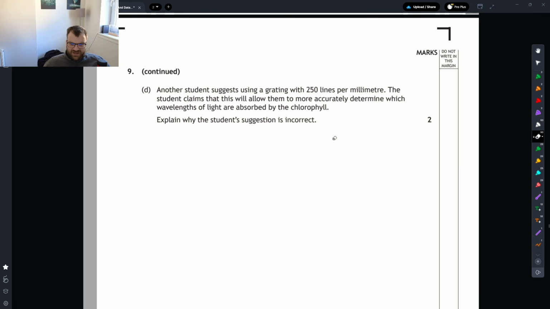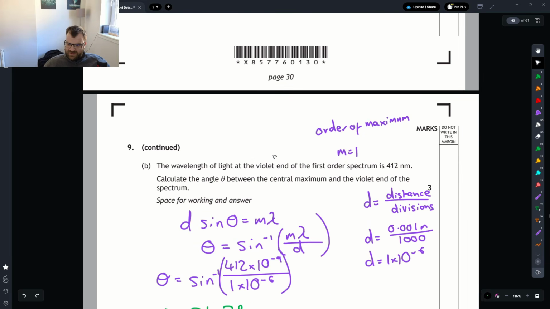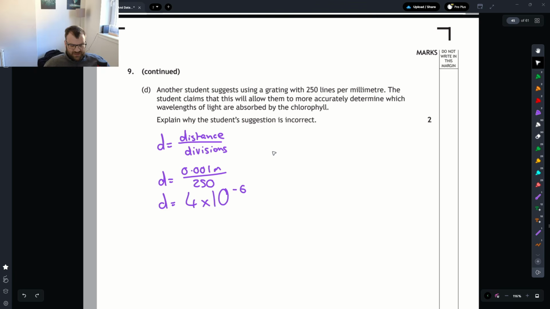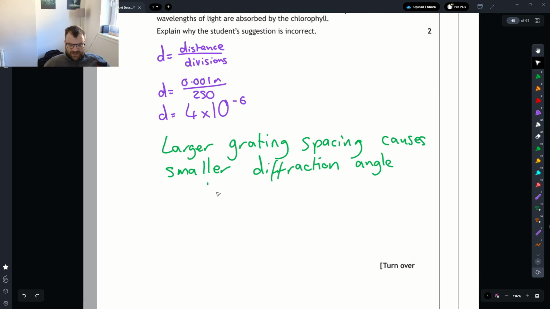Now we are asked about using a different number of lines per millimeter, and they're saying that that will let us more accurately determine the wavelengths of light. So their idea would be to split them more, and you can see them more easily. To work out the spacing of the lines, it's again the distance divided by divisions. So it's the same distance, but this time fewer divisions. That would mean we've got larger spacing, and a larger spacing causes smaller angles.